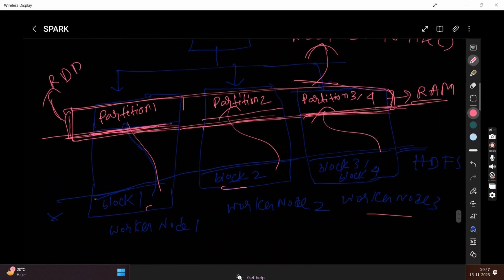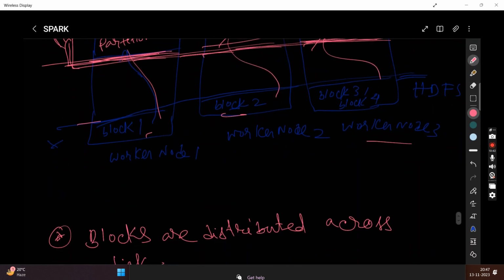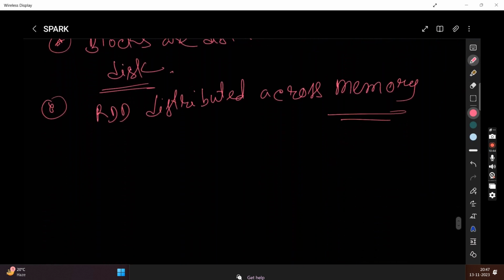So in HDFS, on the disks we have block 1, block 2, block 3. That's how HDFS works. It will try to split the data. In PySpark, these blocks will load into our RAM as partition 1, partition 2, partition 3, 4, and this whole thing is called an RDD in Spark or PySpark.